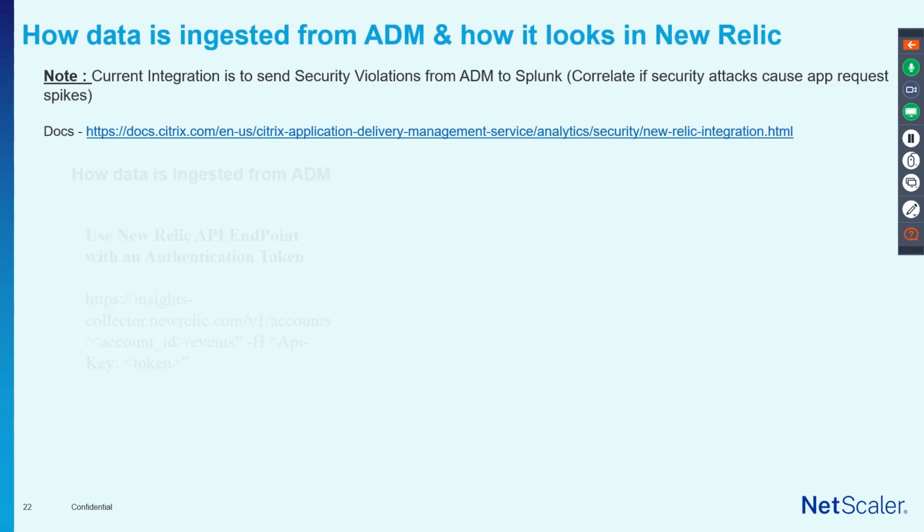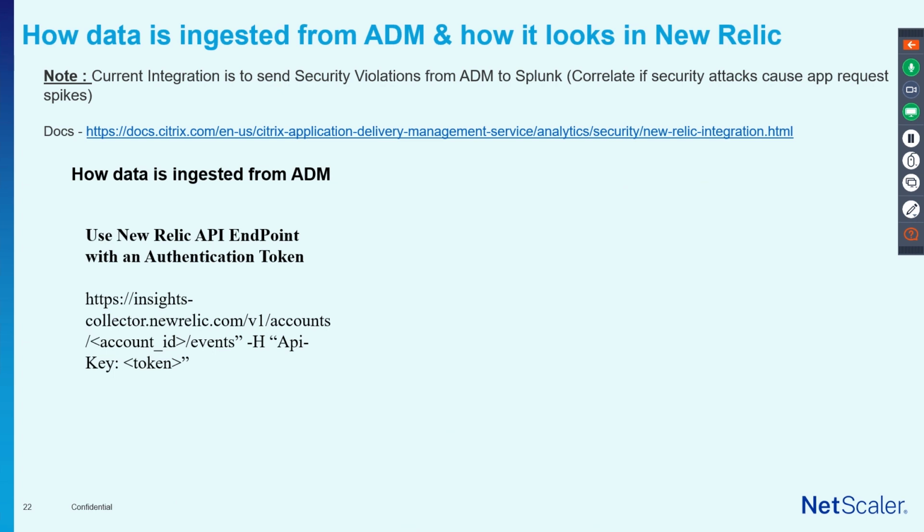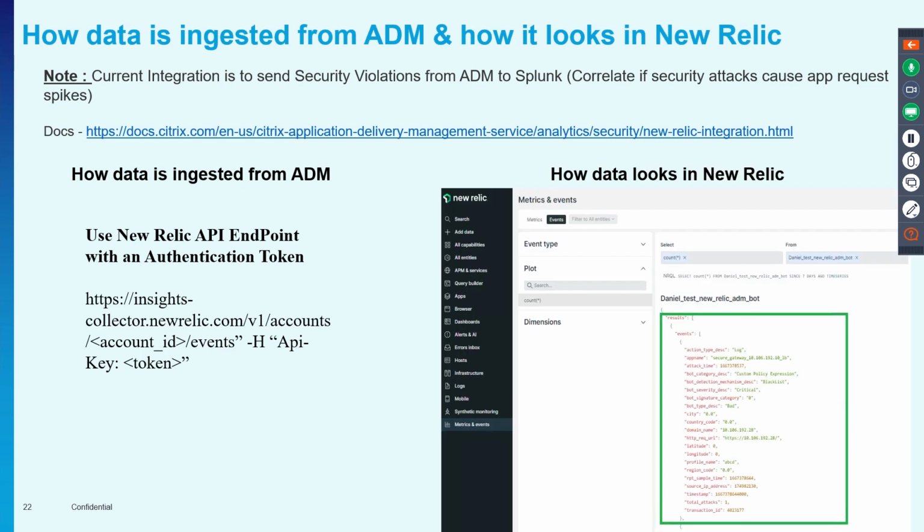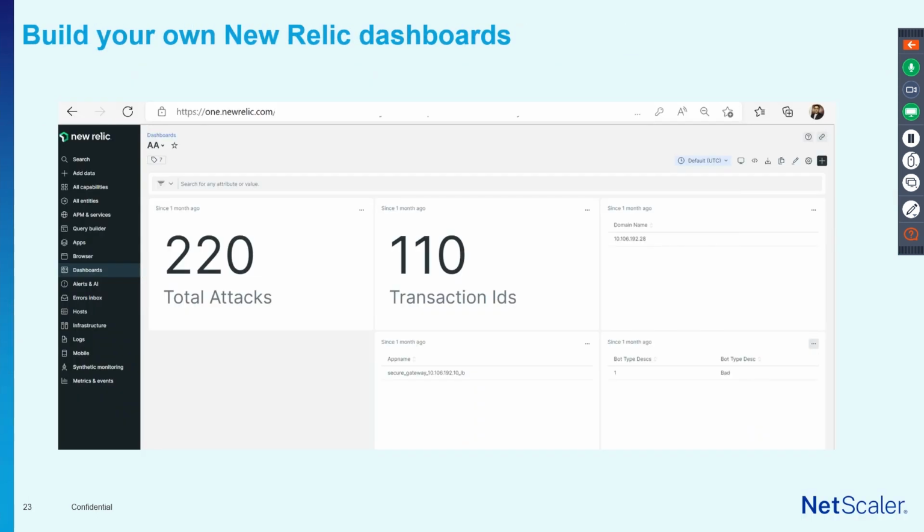So how is data ingested from ADM? It's using a New Relic API endpoint with an authentication token. And how the data looks in New Relic is a flat JSON key value attribute. So typically sending in a vendor neutral format like JSON into any entity like Splunk and New Relic helps you play with the data. You can build widgets, you can build panels using the attributes of choice, and that value gets displayed. And New Relic helps you build custom dashboards on your own from the data ingested.